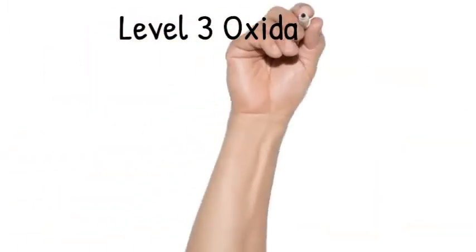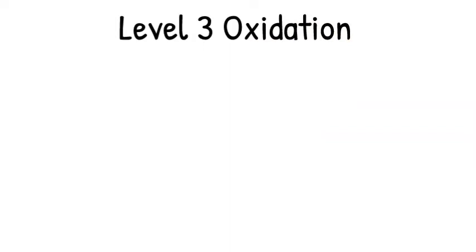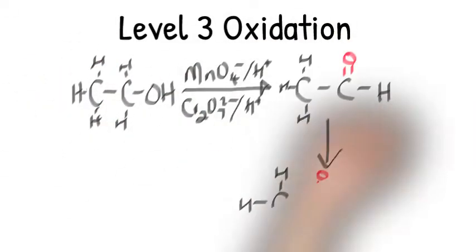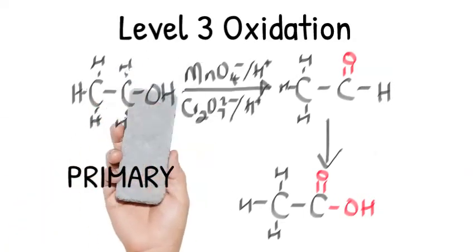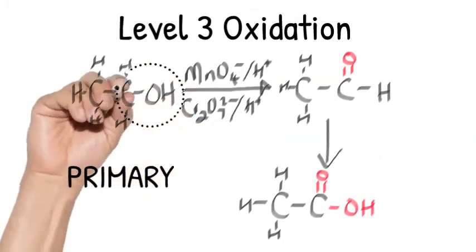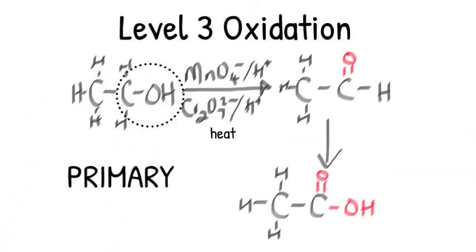In level 3 oxidation, starting with the primary alcohol again, we have to add in an extra step that we don't need to know in level 2. So if we look at this alcohol here, it's a primary alcohol, again adding acidified permanganate or acidified dichromate with heat. The first step we make is to make this aldehyde here.